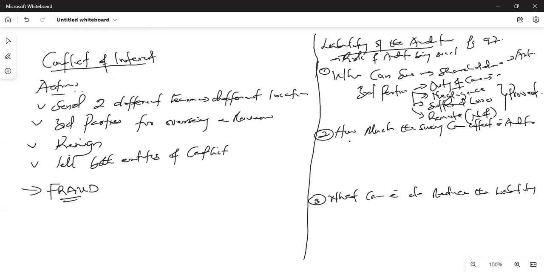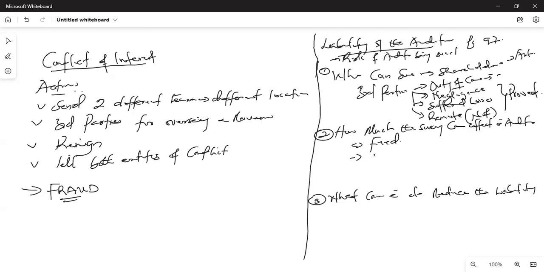How much does this affect the auditor? In fact, we know that if you are an auditor, you can be fined. You've heard of cases like Enron and Arthur Andersen. We are talking about going concern issues where your company can be collapsed. It can really, really affect the auditor.